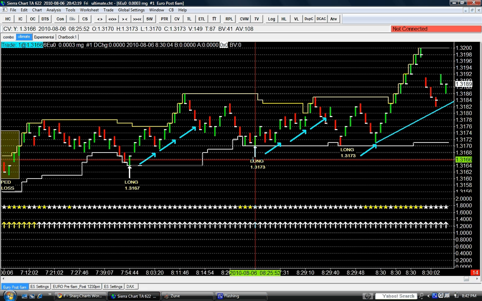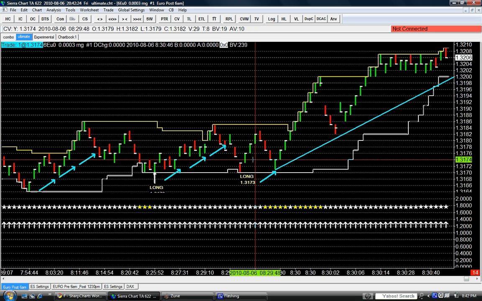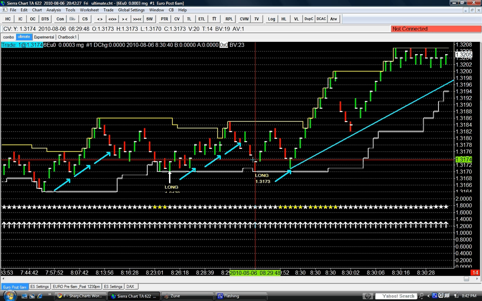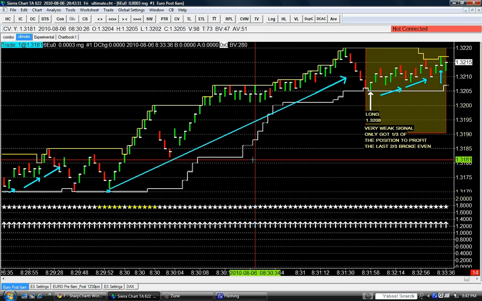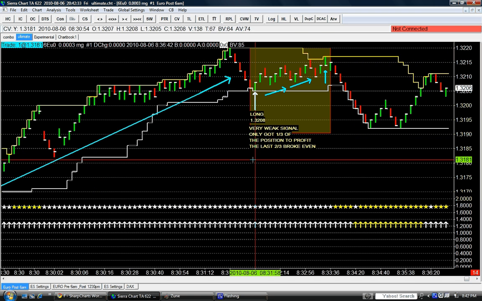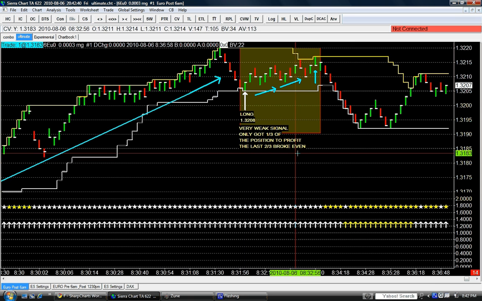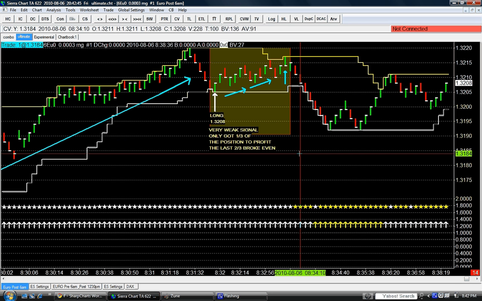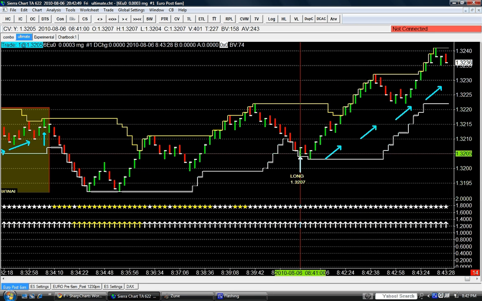Here's a long right here, which kept you in for a very long time. It was a very nice trade. Here is another long right here. Once again, this ultimately ended up getting you out of your first lot profitably. Your second and third were then moved up to break even. This is another long right here. And as you can see, it was a very extensive move, very nice move. There's another long right here.